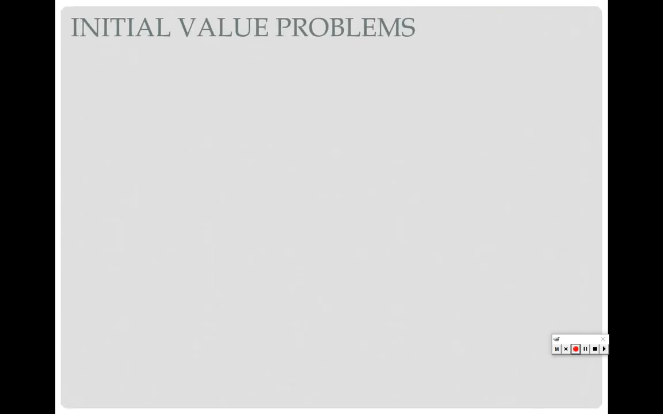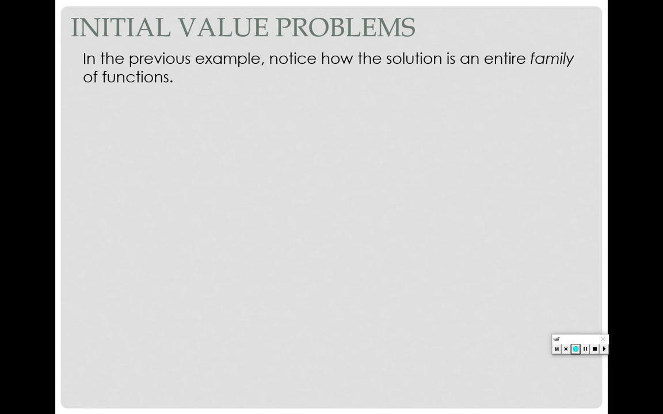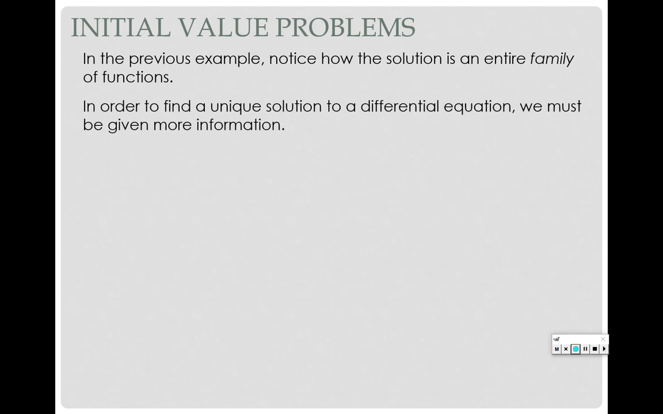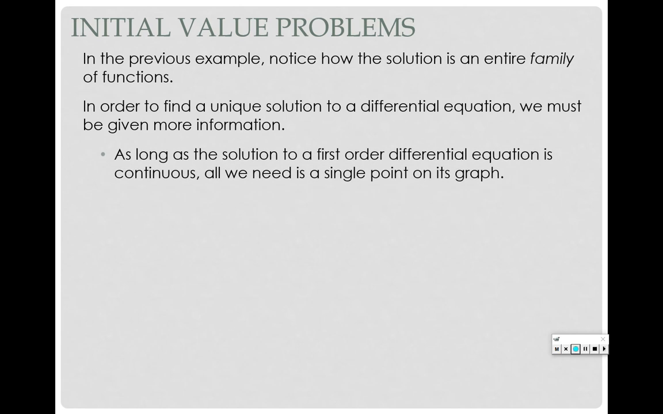Okay. Initial value problems. In the previous example, notice how the solution is an entire family of functions. In order to find a unique solution to a differential equation, we must be given more information. That is, if all the information you receive is what I just showed you there, you're stuck with the constant. You're stuck with a family of functions. You're stuck with a whole bunch of different functions that have that derivative, and you don't know which one you're talking about. As long as the solution to the first order differential equation is continuous, all we need is one single point. If they just give us 1 point on the function, if it's continuous, then we will be able to pin down the solution, and we'll know which of these solutions to use.